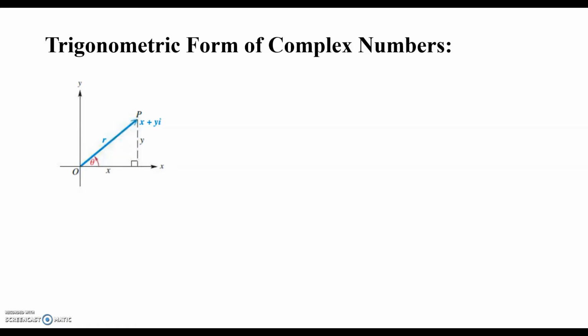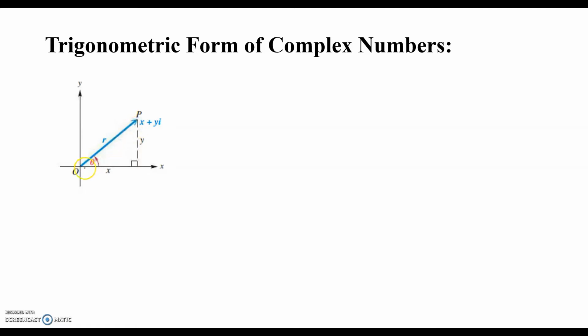Now we want to actually talk about how you get to the trigonometric form of a complex number. What I have here is a standard vector for the complex number that's in general x plus yi. And this is r.